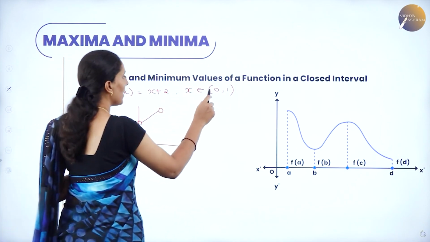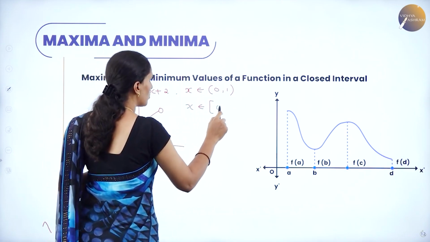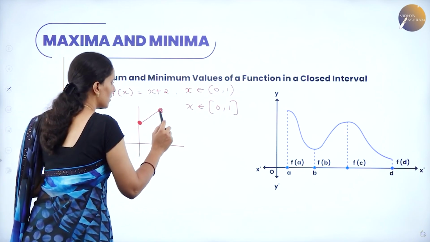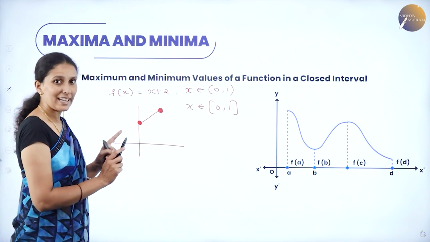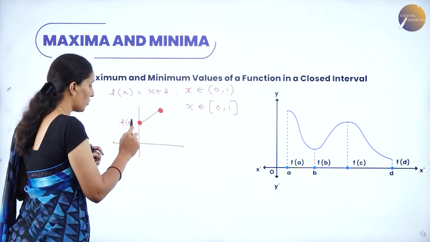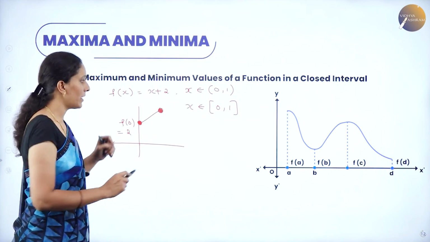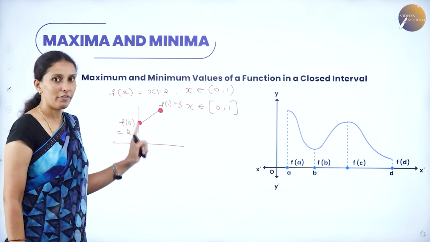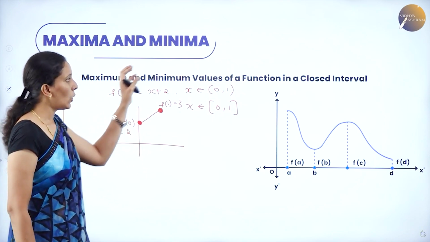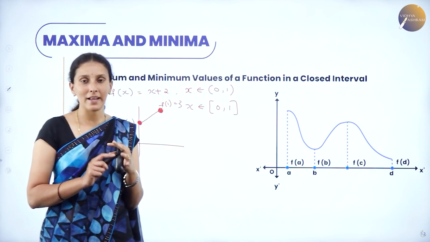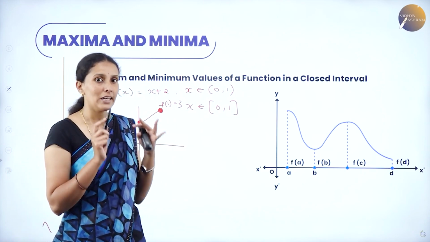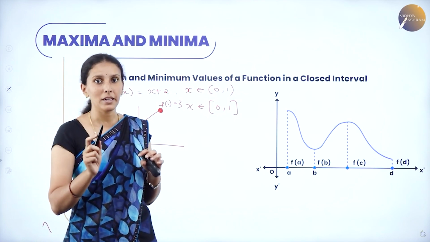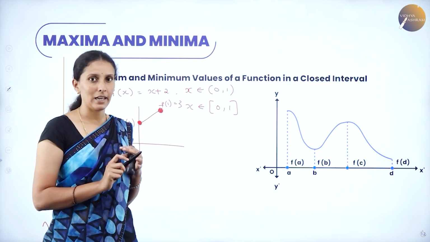But suppose you replace this interval with a closed interval, then obviously I can say f of 0, which is equal to 2, is the minimum value, and f of 1, which is equal to 3, is the maximum value for the function. So this is how a closed interval helps us find the maximum or minimum value. Thus, in a closed interval, the function has its maximum value as well as its minimum value at particular points.